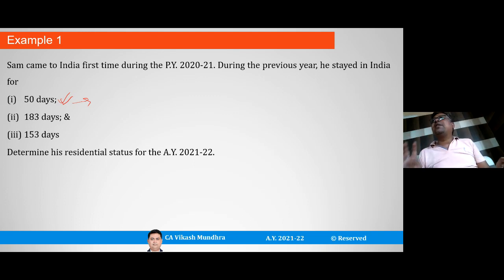Third, 153 days. He fails to satisfy condition number one. Hence, you are required to check condition number two. Condition number two says 60 days during that previous year. Yes, he stayed 60 days or more during that previous year. Plus, but there is a plus, 365 days during the four immediately preceding previous years. But in the question itself, it is mentioned that his visit to India is the first time. Hence, he fails to satisfy condition number two. 60 days is fine, but the 365 days condition he fails to satisfy. Hence, that person is considered a non-resident in India for the previous year 2020-21. Got it?